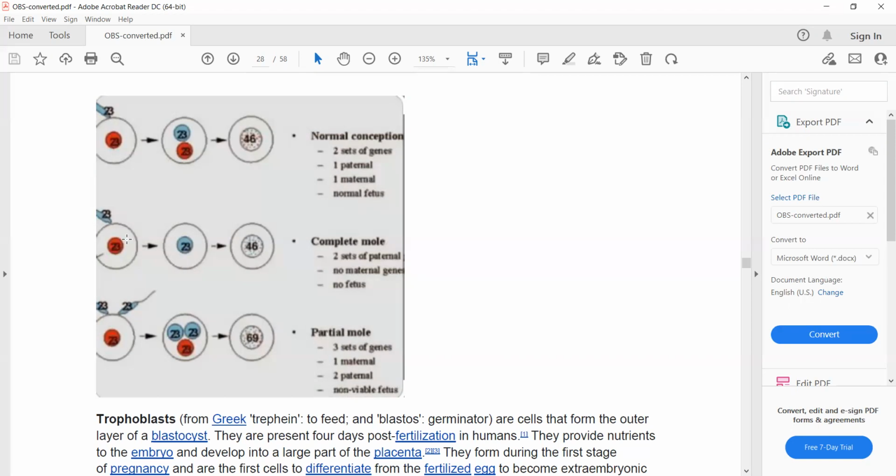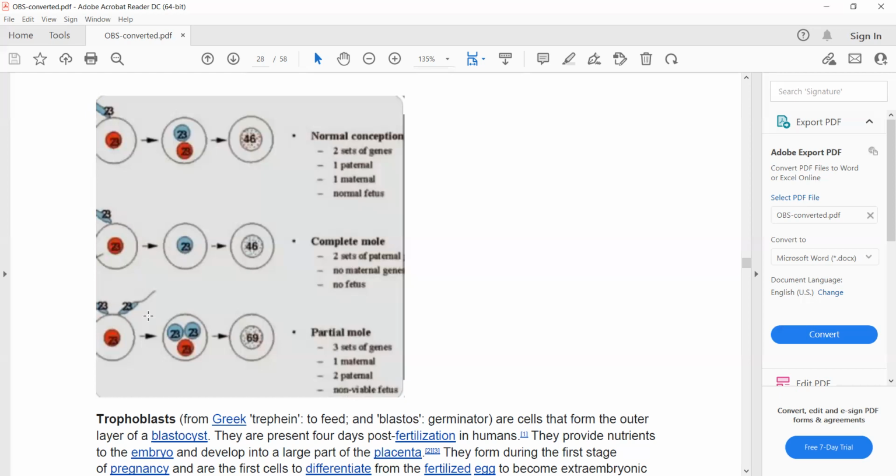But if a sperm fertilizes an empty egg, then what will happen? For two sperm combined with an empty egg, the 46 chromosomes will be from the father. So it will result in a complete mole and no fetus will be formed.